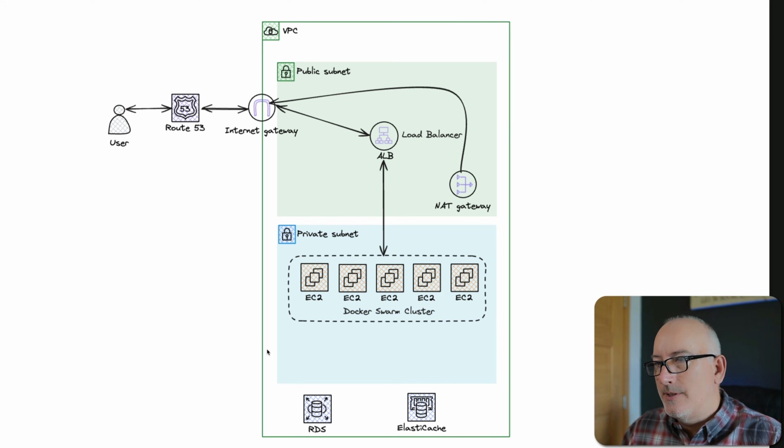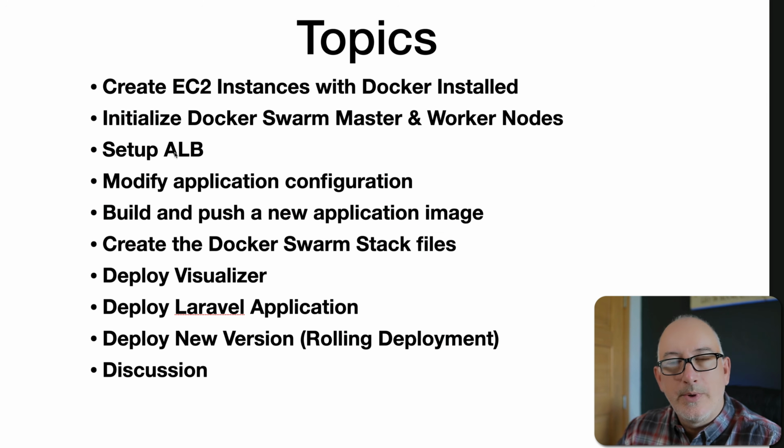The EC2 instances in the target groups were both the same, and they formed a Docker Swarm cluster. Using the Docker Swarm cluster, we were able to deploy the visualizer stack. We were also able to deploy our Laravel demo stack. Both of these, because of the permissions that we set up, could access the RDS and also the ElastiCache. So we covered a lot in this video.